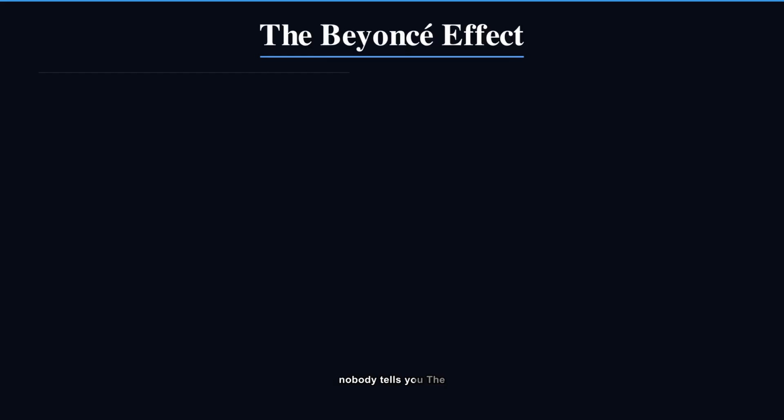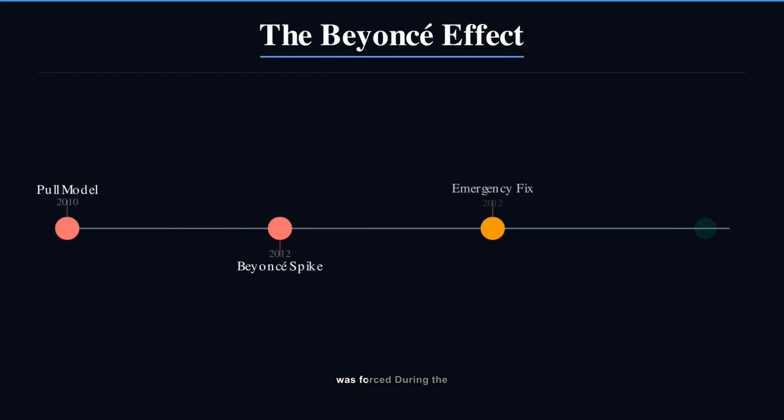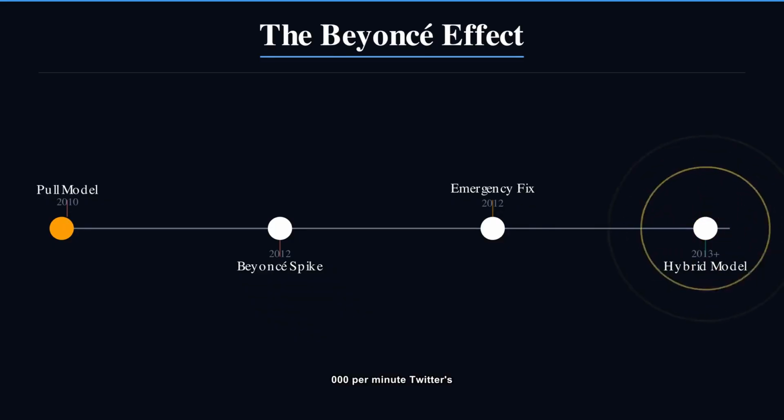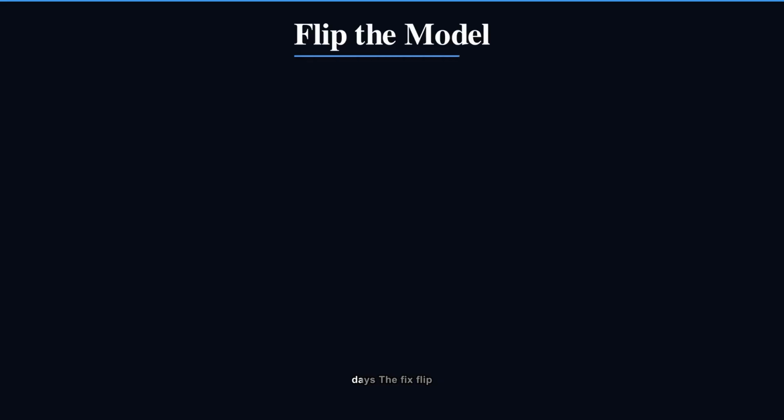Here's what nobody tells you. The fix wasn't planned, it was forced. During the 2012 Super Bowl halftime show, Beyoncé's performance sent tweet volume to 268,000 per minute. Twitter's pull-based timeline crashed live on the biggest stage in TV, forcing an emergency rewrite within days.